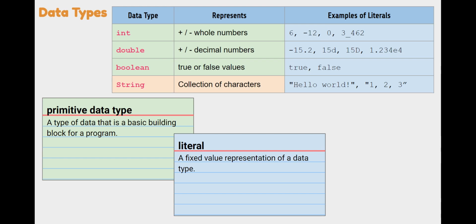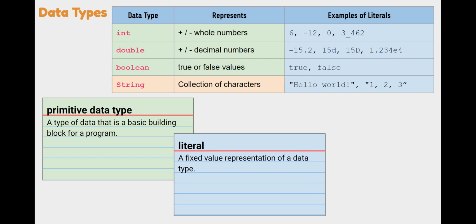3462. Now you'll notice that Java doesn't use commas as thousands separators in a number because Java uses commas to separate numbers. So if you put a comma in 3462, it would think it was two numbers. It would think it's the number 3 and 462. So it uses underscores. You don't need to put comma separators.